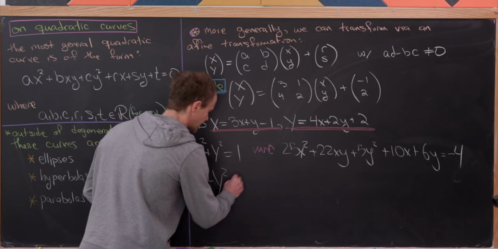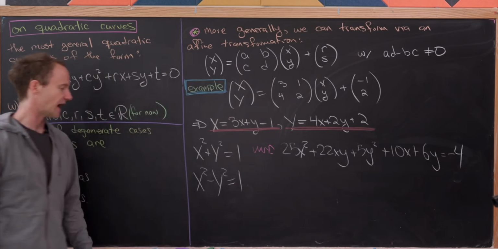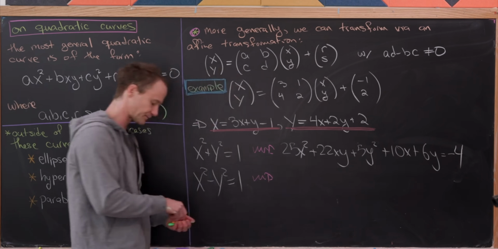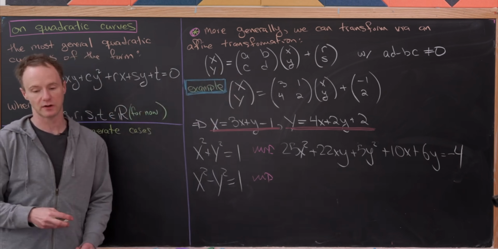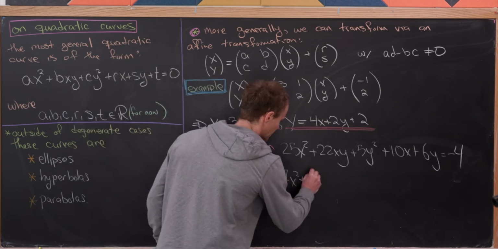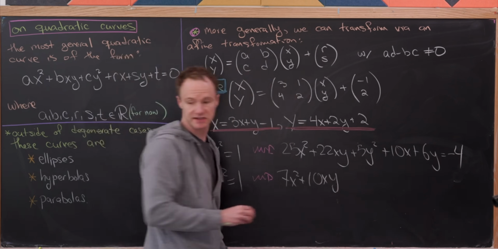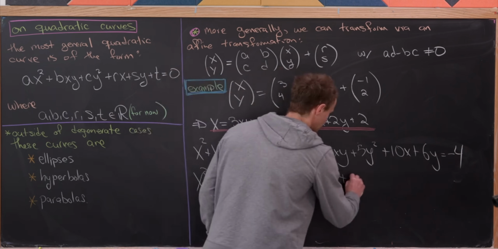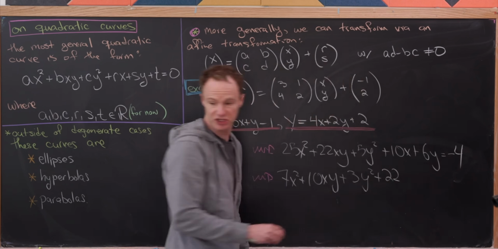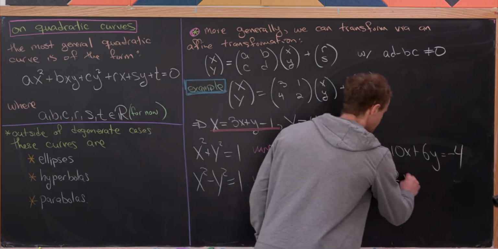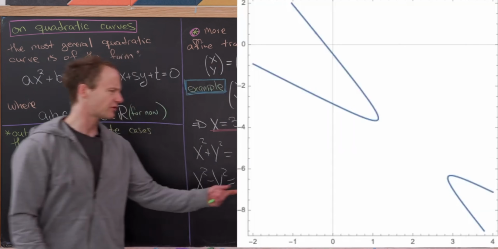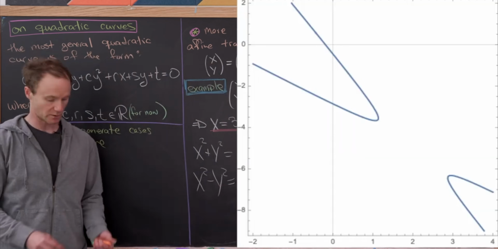We could transform the unit hyperbola, x squared minus y squared, via this affine transformation, and we'll get a new hyperbola, and it'll be of this form. So we'll have 7x squared plus 10xy plus 3y squared plus 22x plus 10y equals 2. And I'll put a graph of that hyperbola on the board as well.